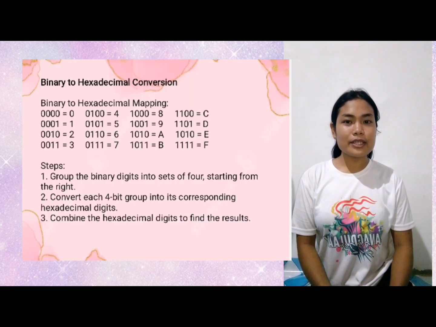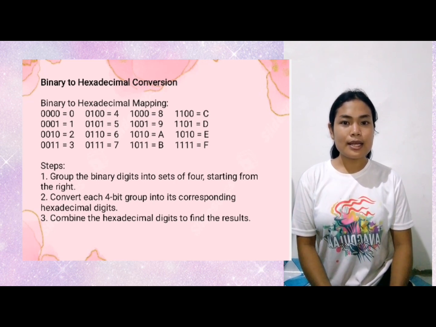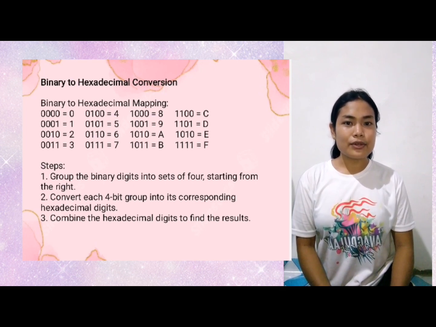At this point, I am going to discuss the binary to hexadecimal conversion. Here are the steps to follow when converting binary number to hexadecimal. Step 1. Group the binary digits into sets of 4, starting from the right. If necessary, add leading zeros to make the leftmost group contain exactly 4 digits. Step 2. Convert each 4-bit group into its corresponding hexadecimal digits. Step 3. Combine the hexadecimal digits to get the final result.